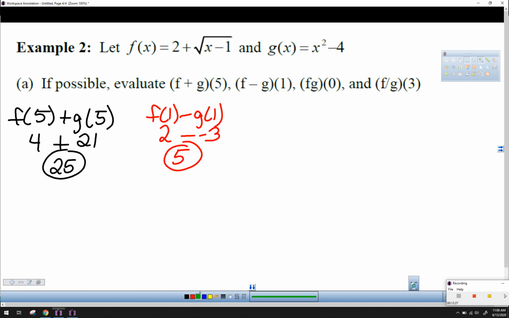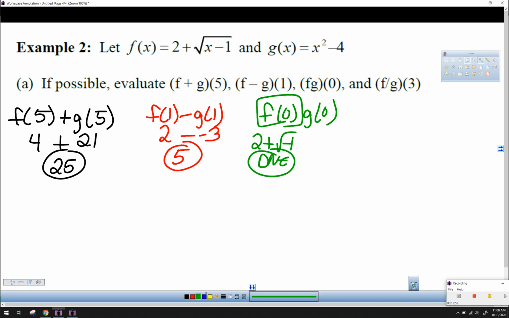All right, for f times g of 0, we'd have f of 0 times g of 0, but we have an issue. f of 0, if you plug in 0, you'd get 2 plus the square root of -1, which is not a real calculation. So that would simply end up being does not exist.